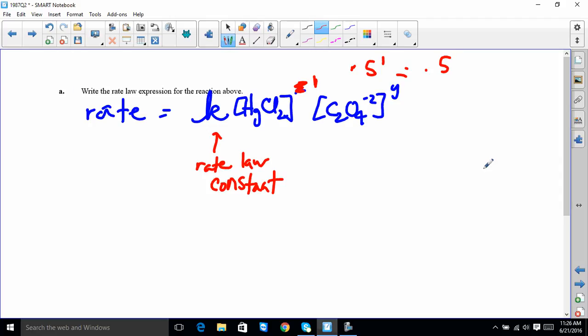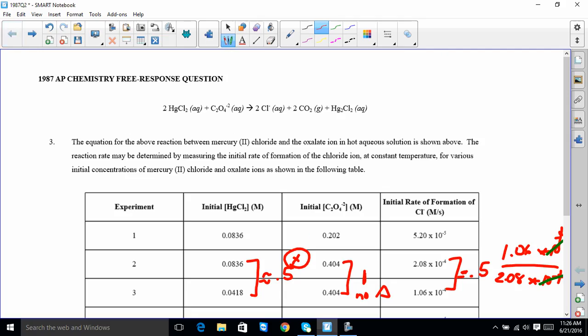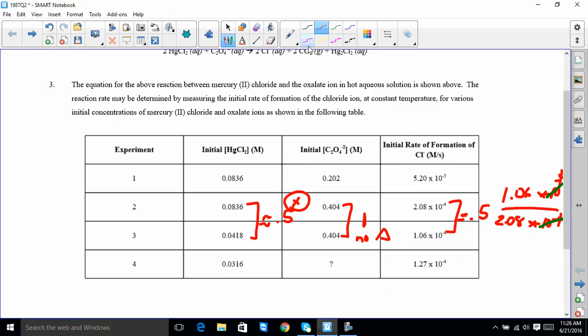All right, so now to go back and figure out what the oxalate order is, I'm going to do purple this time. You're going to change the oxalate, but not change the mercury II chloride. And in this sense, it makes sense to do this one, because 0.0836 divided by itself is 1. The ratio is 1, or no change. This one doubles, because 0.404 divided by 0.202 is 2.